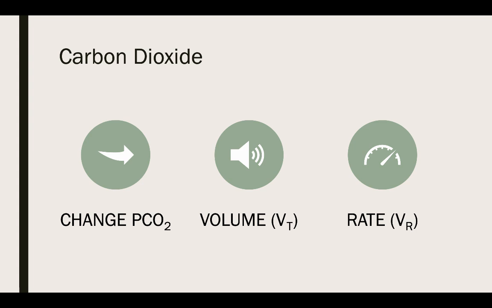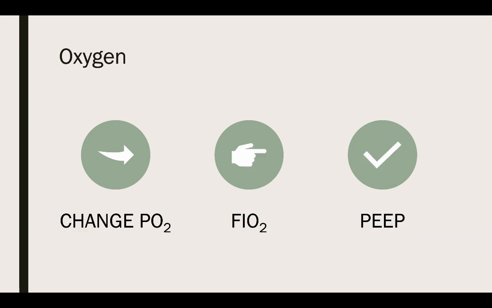So if you're just out there in the field and you've got a patient being ventilated via BVM, let's say a firefighter is ventilating via BVM, you've got a low SpO2, and your firefighter starts bagging faster and faster and faster. That's not going to do anything for oxygenation, right? Because volume and rate control carbon dioxide levels, not oxygenation levels. So remember volume and rate for carbon dioxide, FiO2 and PEEP for oxygen levels.